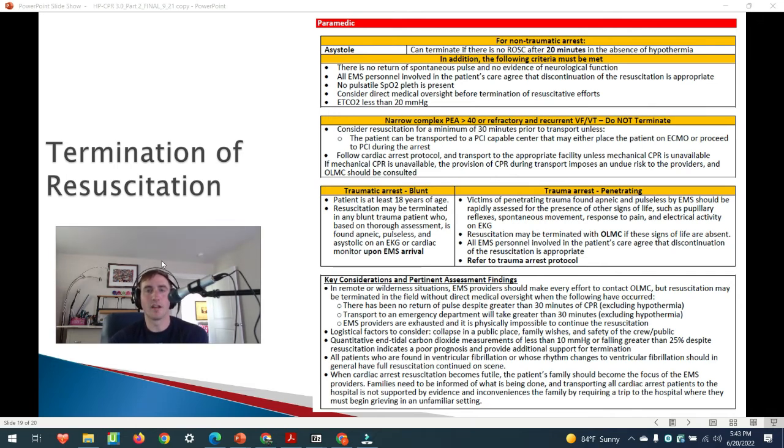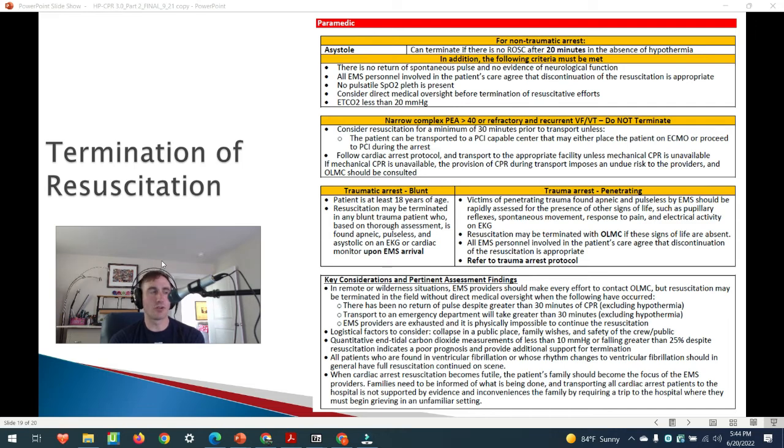Let's keep going longer. Now, there's nothing for narrow complex PEA less than 40. I have lobbied the Kentucky Board of EMS to provide clarification on this, and Dr. Tim Price and a few others on the board were of the mindset that if the patient has agonal beats of 10, 15, 20, then most people would consider that asystole. Now, you need to use your good judgment.